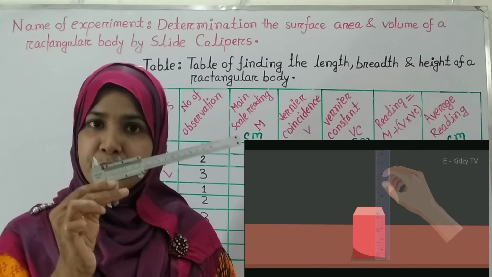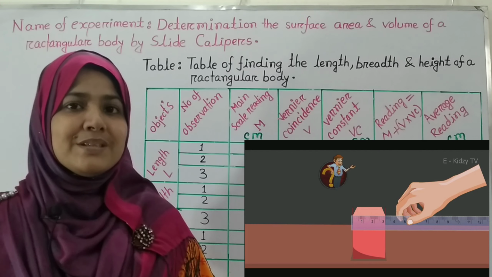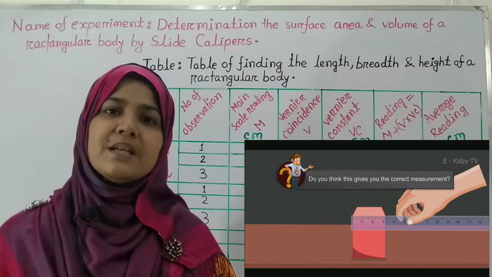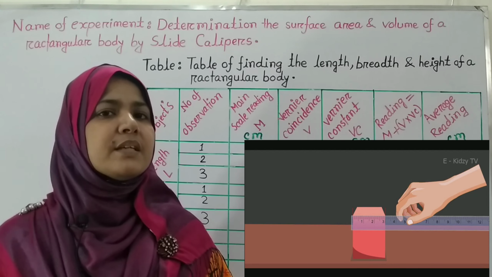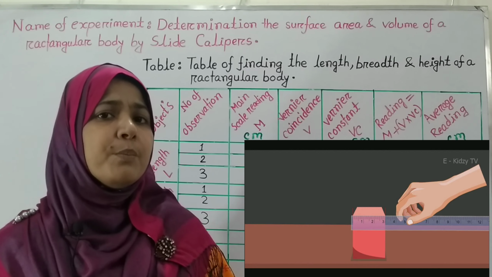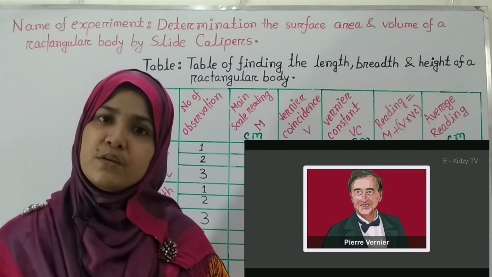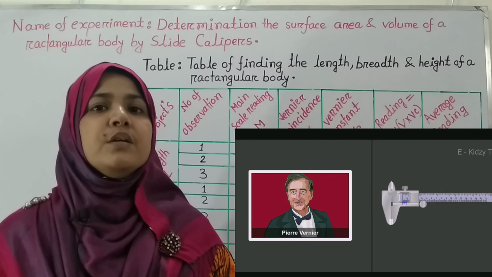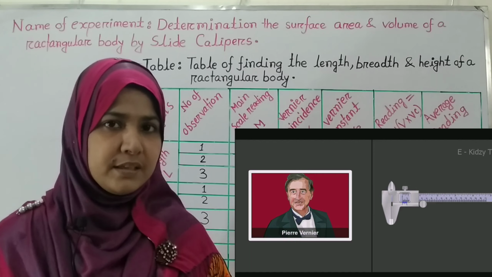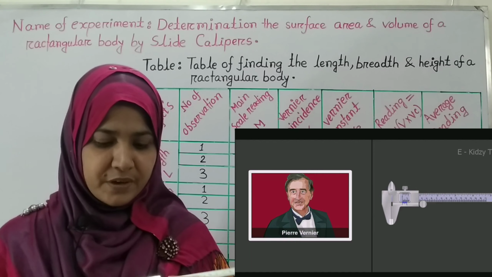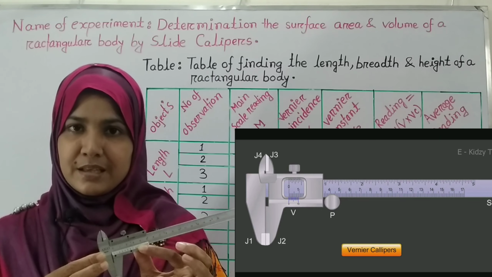of a rectangular shaped object? Actually, the scale which is available in our house is a meter scale, and through this meter scale we can measure up to millimeter. But if you want to measure the fraction value of a millimeter, then you need another scale, which is known as a vernier scale. In slide calipers, this vernier scale is attached with the main scale.